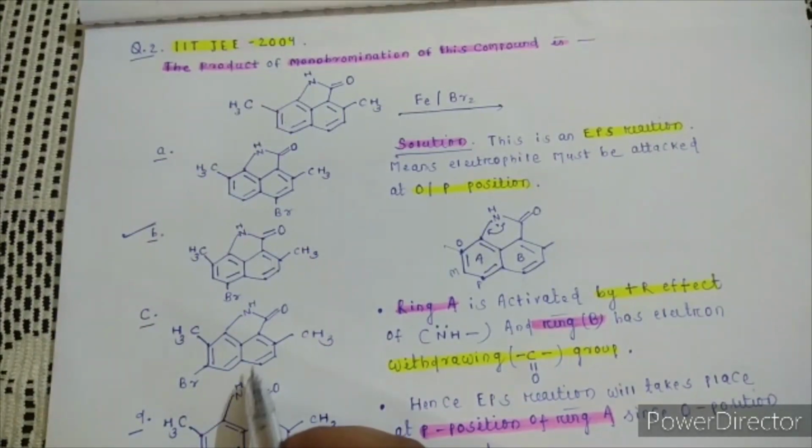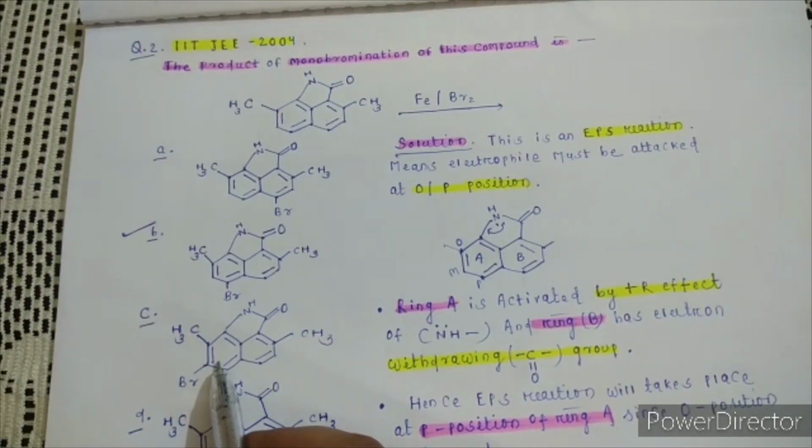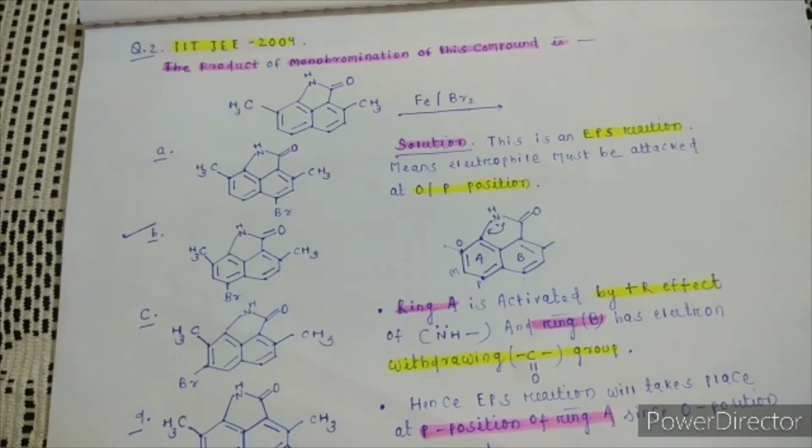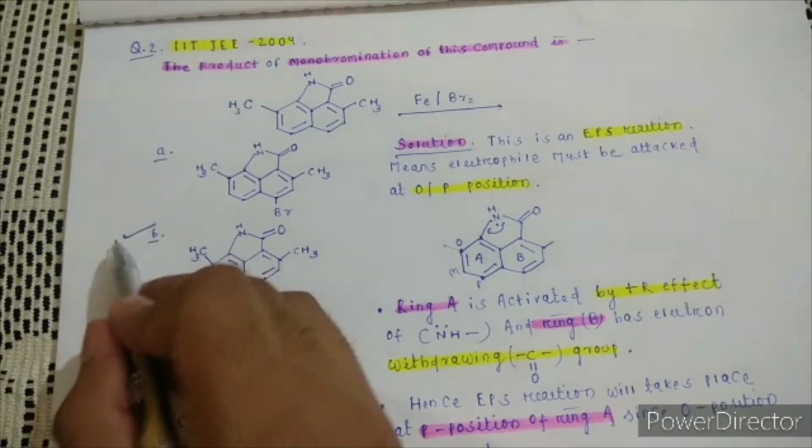And if you look at option C, this is ring A. Br is joined at ring A, but at which position? Meta position. That means this is not the correct answer. And in this option, the Br+ is joined at ring B, which means this is also not correct. That means the answer will be this one.